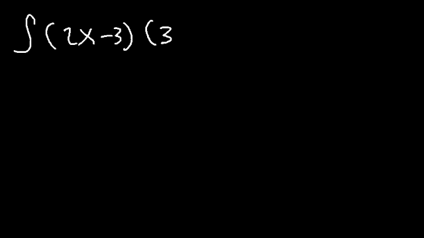Now, what would you do if you were given an expression that looks like this? What is the antiderivative of 2x minus 3 times 3x plus 1? Go ahead and try this example. In a situation like this, before you find the antiderivative, FOIL the two binomials.